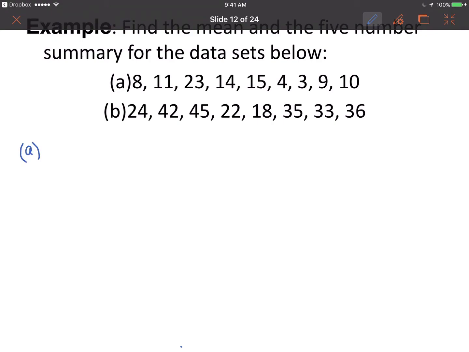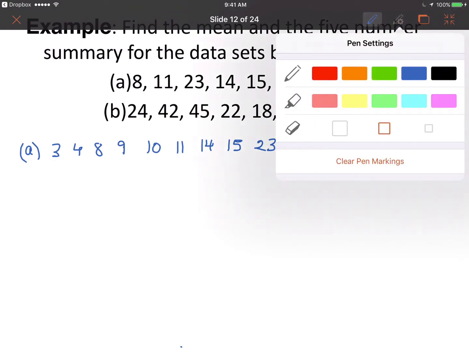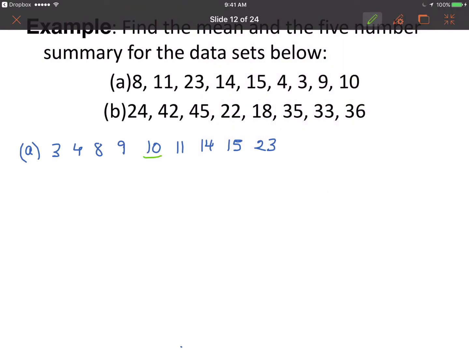All right, so what you should have done is put the numbers in order from smallest to largest first. So what I have is 3, 4, 8, 9, 10, 11, 14, 15, and 23. So I have 9 numbers. The median is the middle number. When there's an odd number of numbers, the median literally is in the middle. So here's my median, 10.